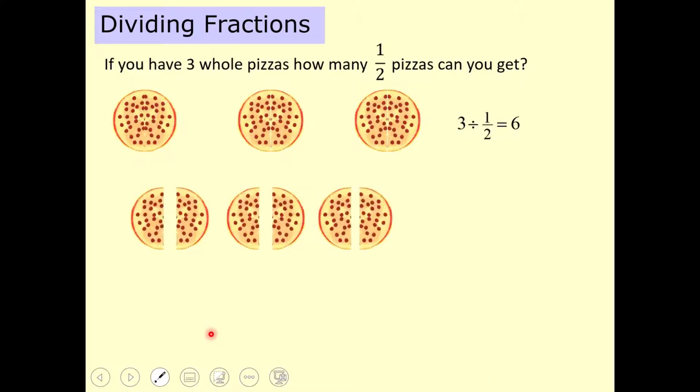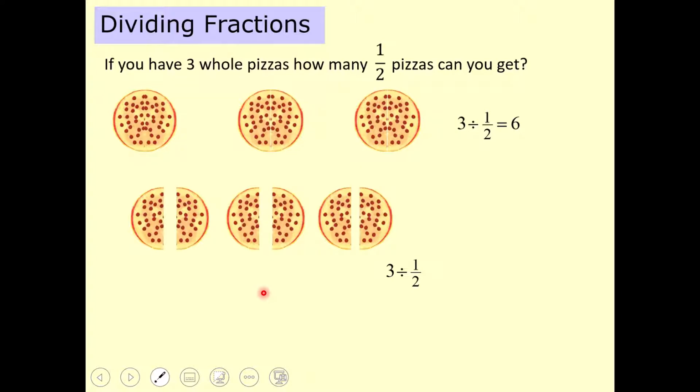Well, there are 6. 1, 2, 3, 4, 5, 6. So 3 divided by a half is 6. I know this might look strange, why are we getting a bigger number when we're dividing it? But that's what we're trying to work out. How many halves are there in 3 wholes? So a half in 3 divided by a half.